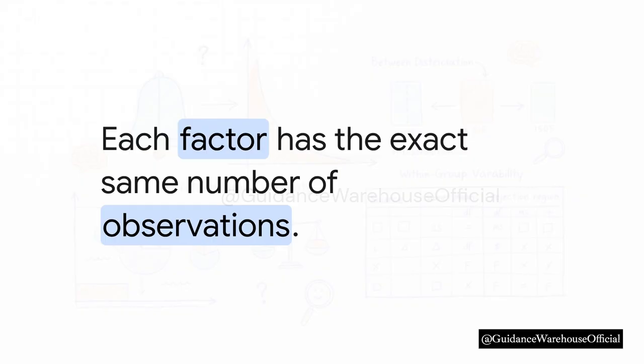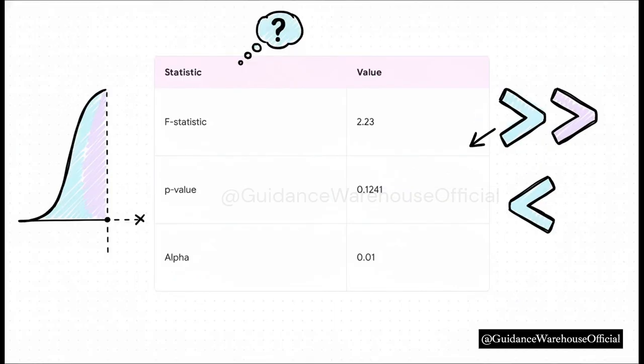In this sorority example, exactly 5 sisters were sampled from each of the 4 sororities. Because every single group has the exact same number of observations, it is perfectly balanced, and practically speaking, this just makes calculating our variances a whole lot smoother. All right, here are the calculator outputs from sampling those sororities.